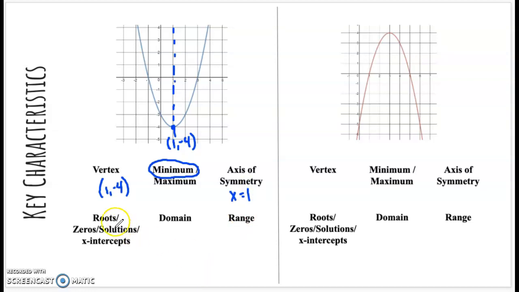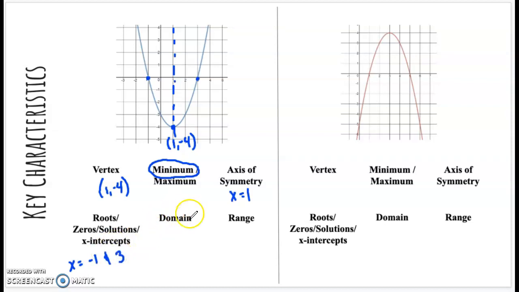Next, we want to look for our roots, our zeros, our solutions, or our x-intercepts. These words can all be used somewhat interchangeably. They're all referring to where that graph is crossing your x-axis, or when the output of your function is going to be equal to 0. And we see that that's happening right here at -1 and here at +3. So our solutions would be at x equals -1 and x equals +3.